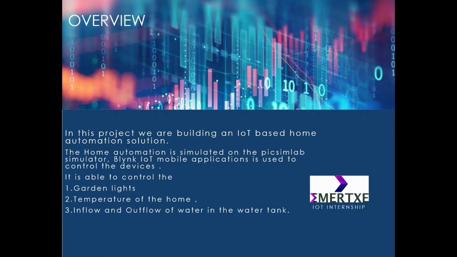Moving ahead with the overview. In this project, we are building an IoT based home automation solution. The home automation is simulated on the Pixim Lab simulator. The Blink IoT mobile application is used to control the devices, and the project will be able to control the garden lights, the temperature of the home, and the inflow and outflow of water in the water tank.